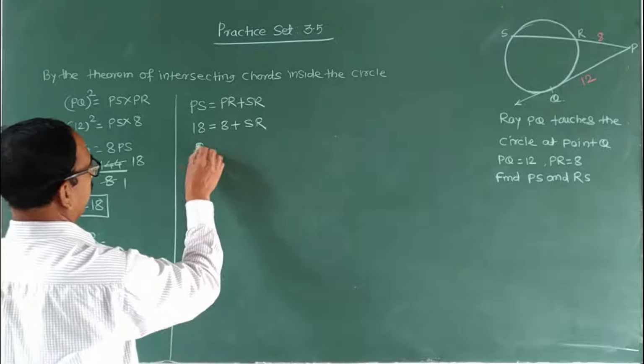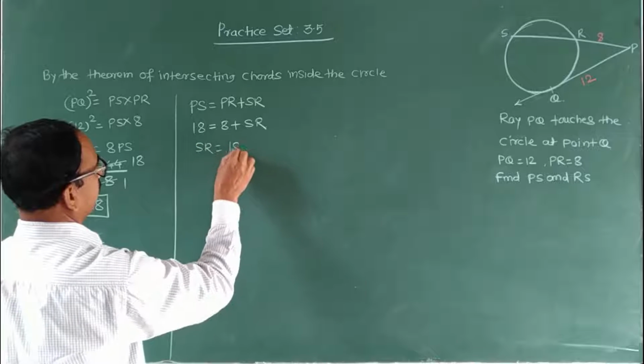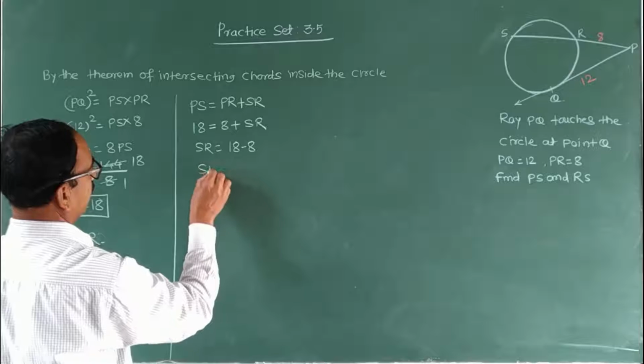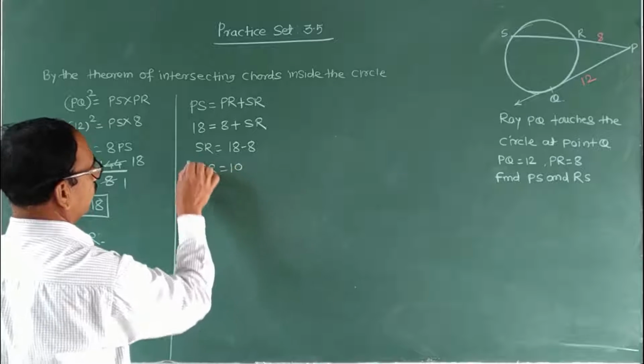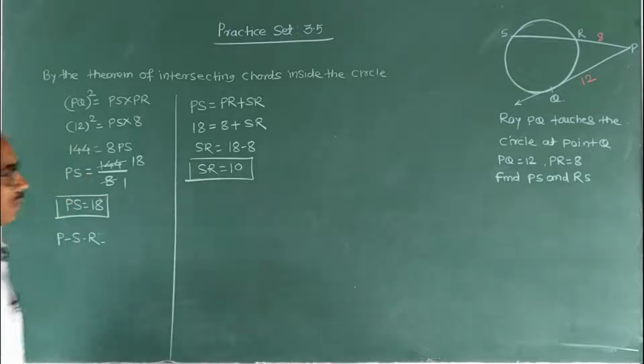And so SR will be equal to 18 minus 8, and SR is equal to 10. So this is our second answer.